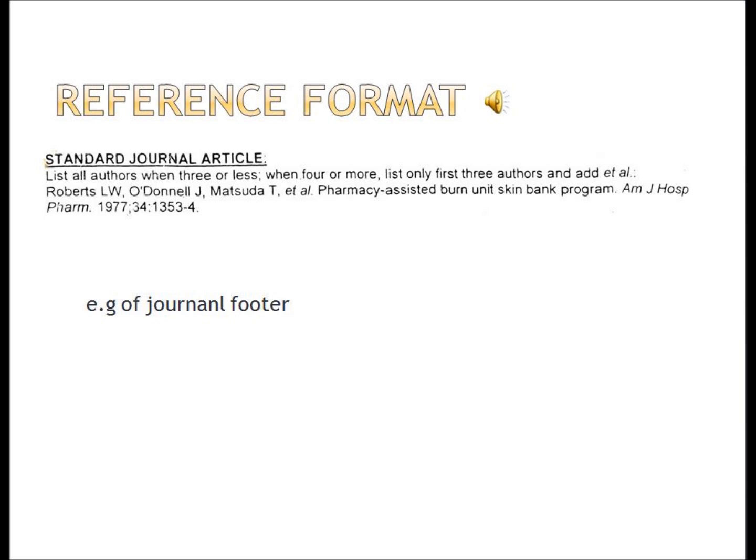It always begins with the author or authors. Then it moves to the title of the article. Next is the actual journal the article was printed in. In this case, it was the American Journal of Hospital Pharmacy. Then it finishes off with the year published, the volume number, and the pages to find the article in the journal.